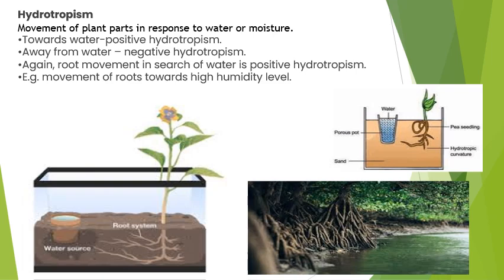And what about negative hydrotropism then? This very rarely occurs. It occurs if a plant grows away from moisture. That is what we call negative hydrotropism. In search of water is positive hydrotropism. Wherever the humidity level is higher, there we can see positive hydrotropism. Have a look at this real picture. Where the water level is more, there the root growth will be more. I hope you understand. Have a look at these pictures, children, then you will understand better. Let us move on to the next slide.